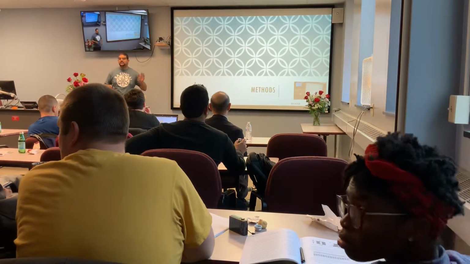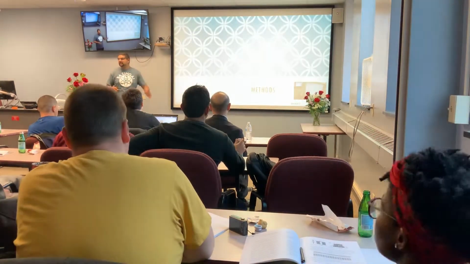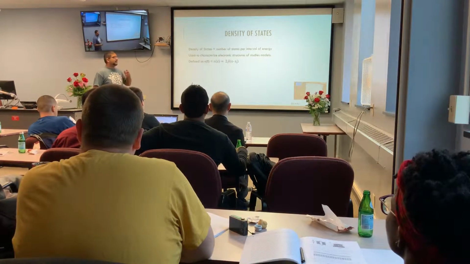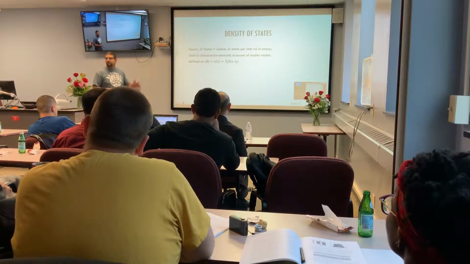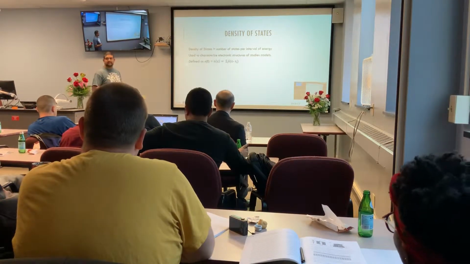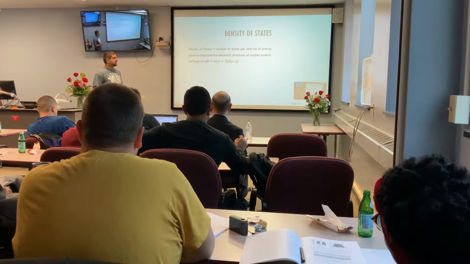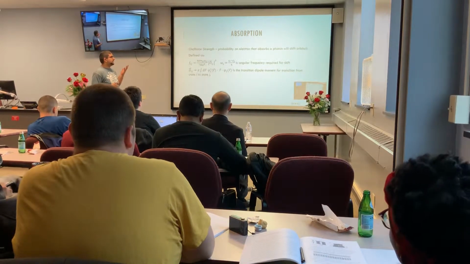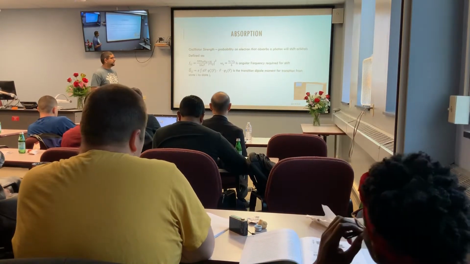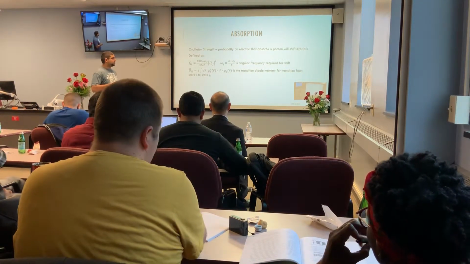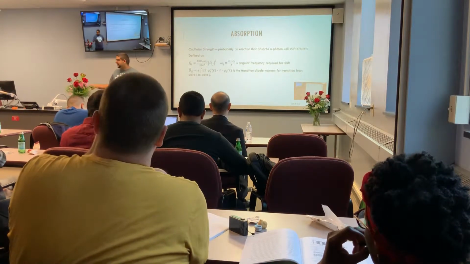Now, just a brief recap of the methods that I used for my research. I did density of states for all 6 of my models. Density of states is the number of states per interval of energy, and it's defined as a summation of delta functions. Absorption is based on oscillator strength, defined as the probability that an electron that absorbs a photon will shift into orbitals, and these are all the relevant equations that go with that.